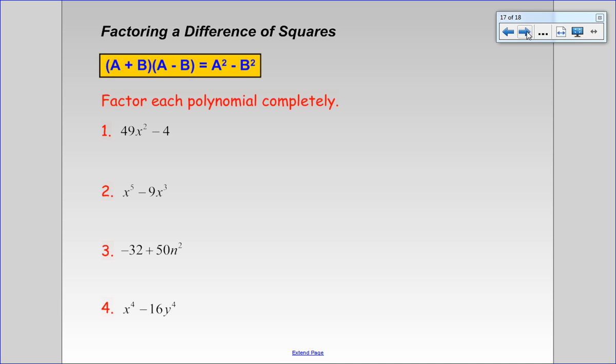Now let's go through some examples of factoring difference of squares polynomials. Our first problem is 49x squared minus 4. We can see that it definitely does fit the difference of squares pattern. In this case, a squared is 49x squared, so a is 7x. And b squared is 4, so b is 2. This means we can factor this as the product of the binomials 7x plus 2 and 7x minus 2.